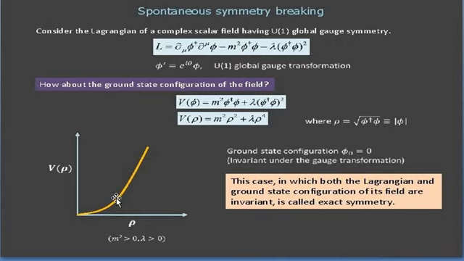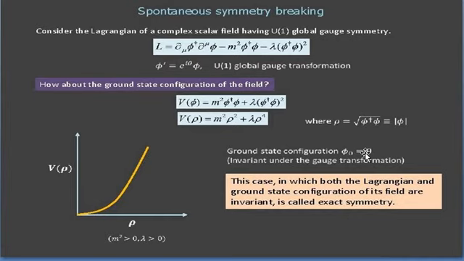Now to understand the Higgs mechanism, we have to understand spontaneous symmetry breaking. This is the Lagrangian of a complex scalar field, and this Lagrangian is invariant under the U(1) global gauge transformation, meaning phi prime transforms as e to the power i theta phi, where theta is a parameter of the transformation. The potential term of this Lagrangian is minus m square phi dagger phi plus lambda (phi dagger phi) whole square. To find its ground state, we take the first order derivative of the potential and equate it to 0. By doing this, we find that the ground state configuration phi 0 equals 0.